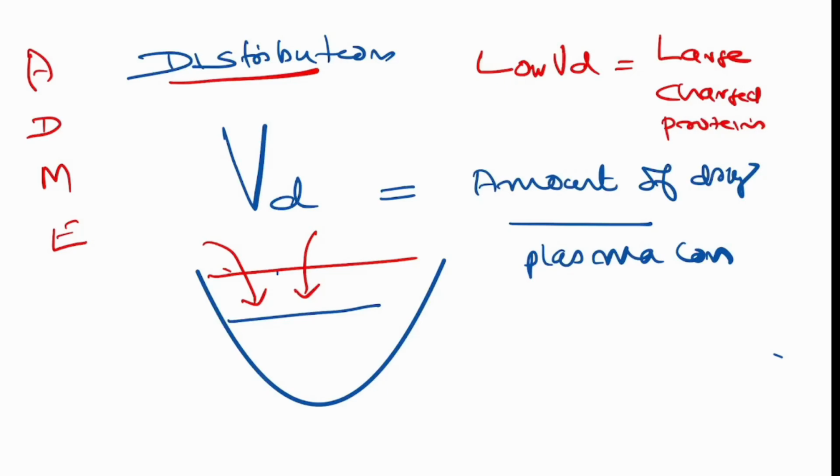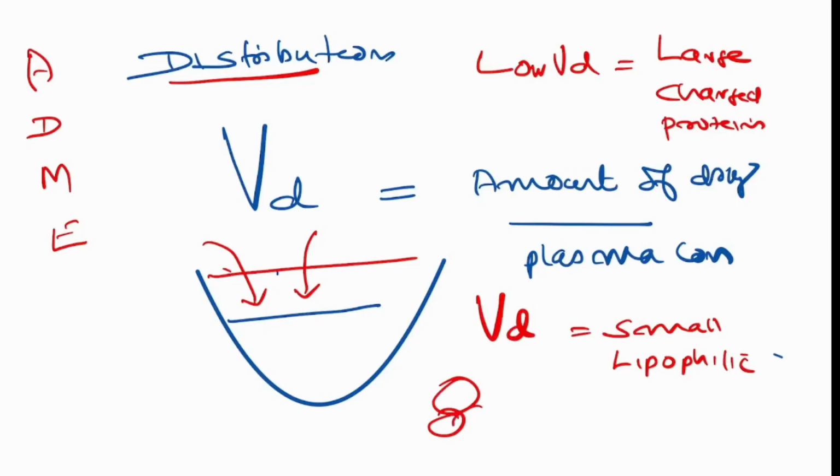So which are the drugs where the volume of distribution is high? Small particles, lipophilic drugs. So in lipophilic drugs, what happens? It enters the fat. From there, it is again released.